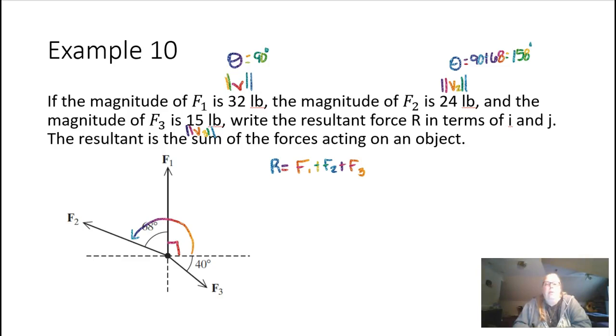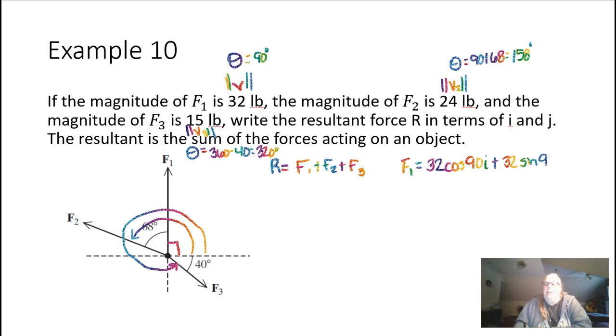And then for force 3 down here, the angle, and again, it's going to start here and it's going to come all the way around. So I know this says 40 degrees, but the actual angle that we are exerting force on is going to be 360 minus that 40 degrees, or 320 degrees. Okay? So force 1 in terms of I and J is going to be 32 times the cosine of 90 times I plus 32 times the sine of 90 times J.